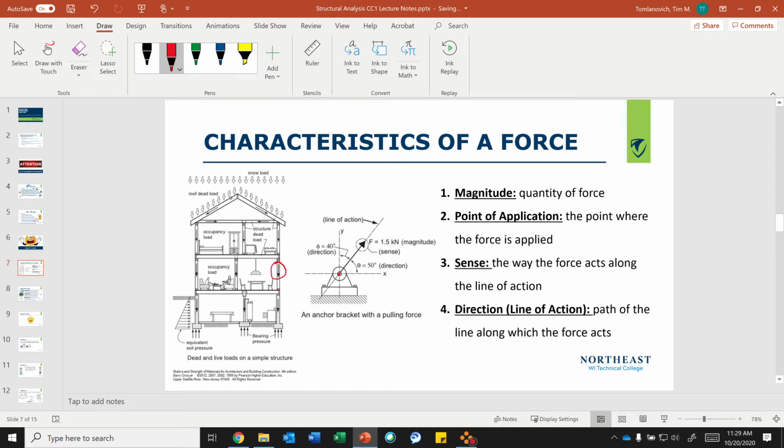So if I look at what's happening here, here's the snow load, here's the roof dead load. What we do is we turn these force vectors and we determine the point of application. So the roof loads and the snow load are actually held right there at the top of the wall. And then the weights of all these materials are held right here. Then we have the floor joists coming over. Points of application is where the force is being applied. So right here on the bottom is the bottom of the footing. The sense is the way the force acts along the line of action.